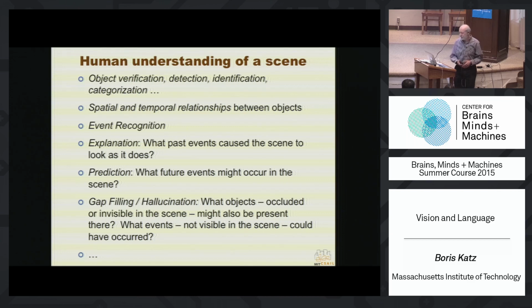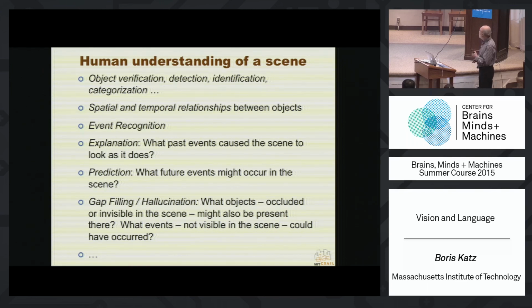So back to visual understanding problems. As I said, machines are bad at these things. But humans are absolutely awesome. You have absolutely no trouble doing verification, detection, identification, categorization. You could do much more than that. You could recognize spatial and temporal relationships between objects. You can do event recognition.